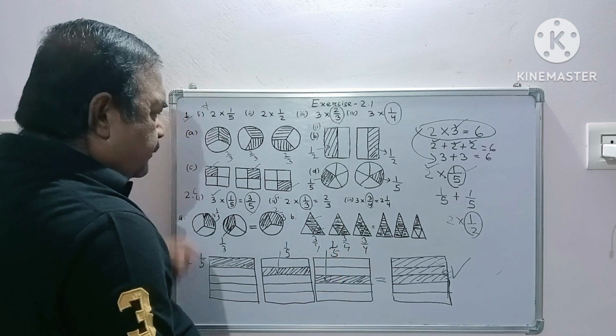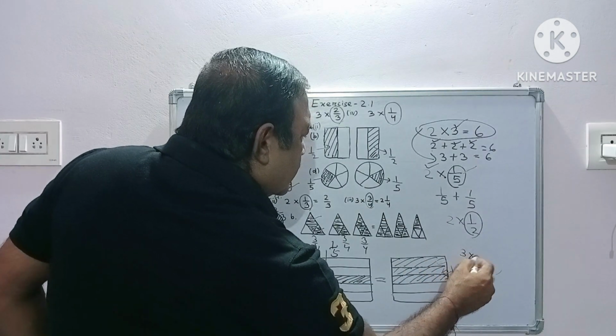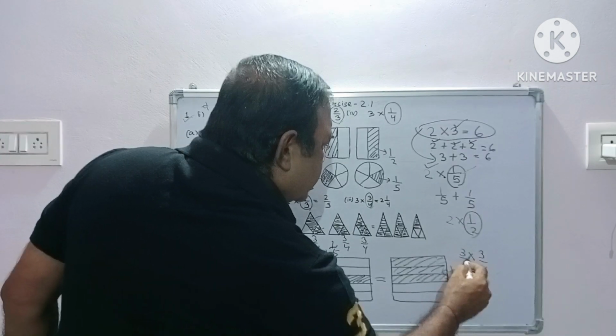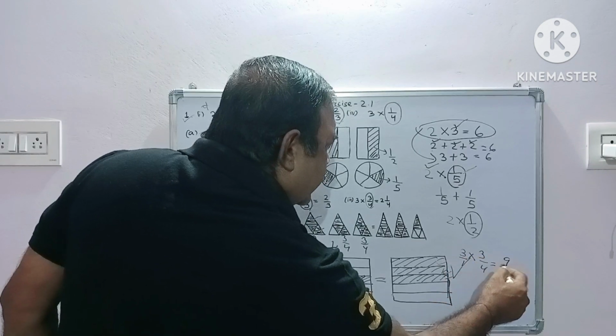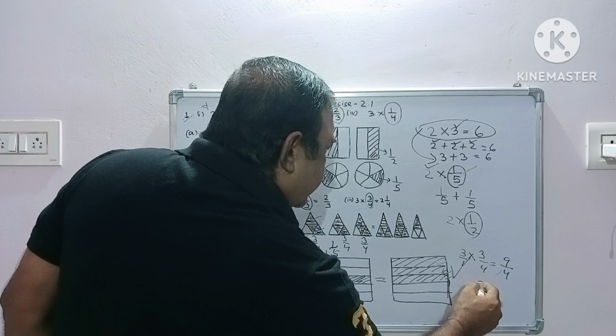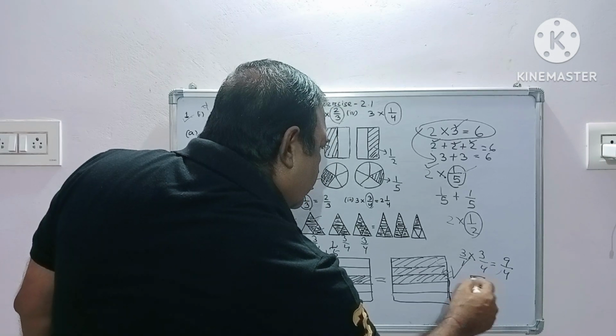So how many? 3 times. That is 3 into 3 upon 4. 3 means 3 upon 1. You multiply numerator into numerator. That is 9 upon 4. Just to divide it. You see what is happening. You do on your own.